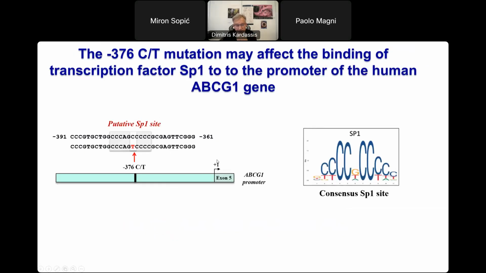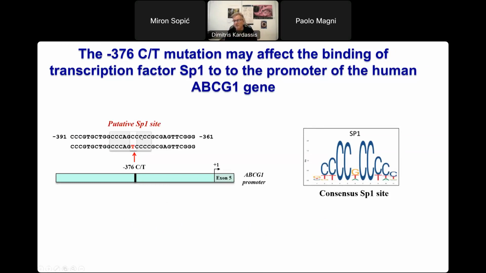So we collaborated with Anne Tybjærg-Hansen. They sent us the information, and we cloned the promoter of the ABCG1 gene. Actually, that was upstream of exon 5. The regulation of ABCG1 is quite complex. It can start from many different regions, but this was the promoter upstream of exon 5. So we cloned this promoter, and this is the polymorphism, the variant minus 376C to T. So in this position, we can have either C or T.